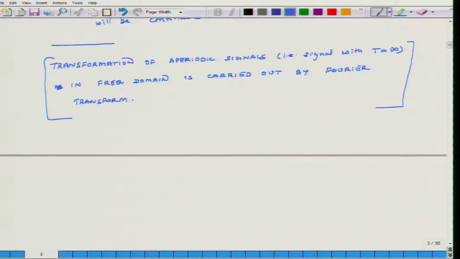So, this sets the background for a more detailed discussion on the Fourier transform, and that is something we will do tomorrow. Till then, please digest this basic understanding of what it is that we are trying to do, and then tomorrow onwards we will discuss the Fourier transform in greater detail.